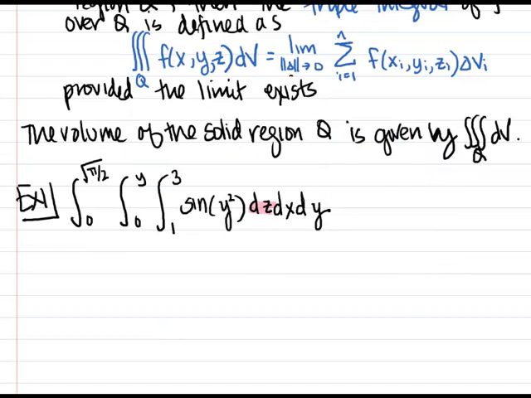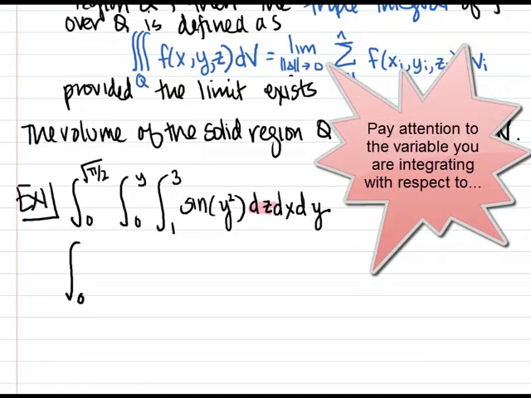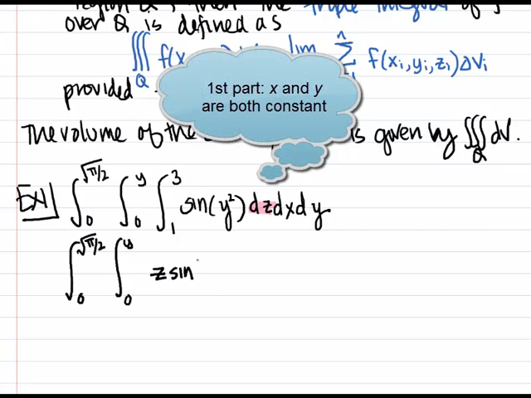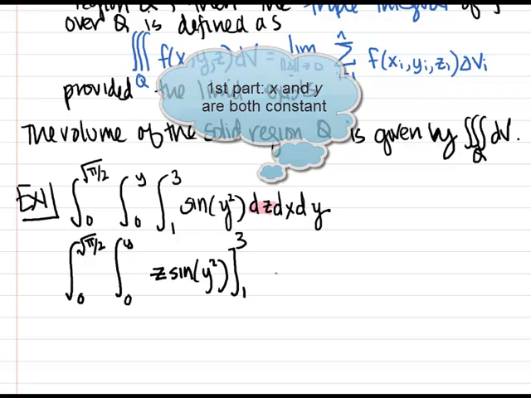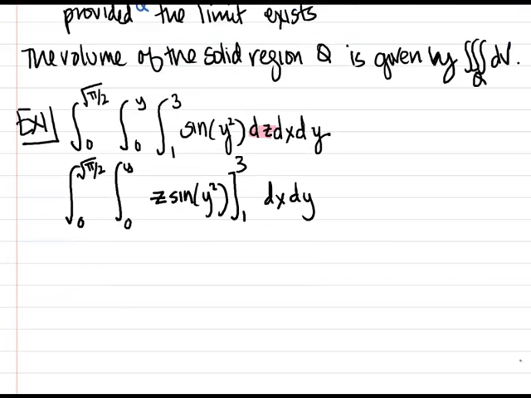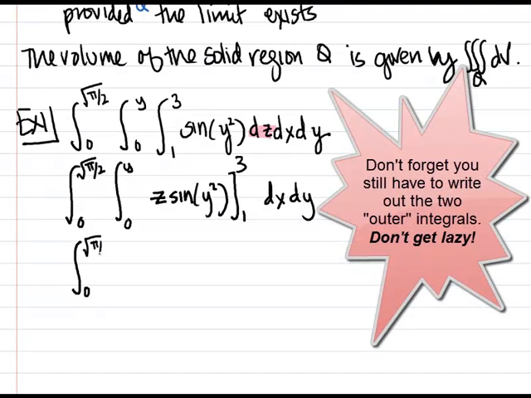So taking a look at this problem, example 1, we're going to integrate with respect to z first. So we need to write out the two outer integrals again and integrate the inside with respect to z, which should be easy. It'll be z sine y squared from 1 to 3, and then dx dy. You do have to write out everything until you are done integrating that piece, so you can't get by without writing all this stuff out. It does need to be written.